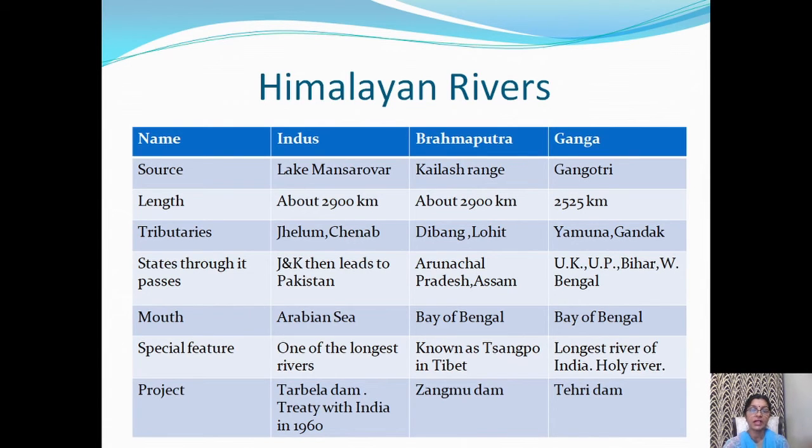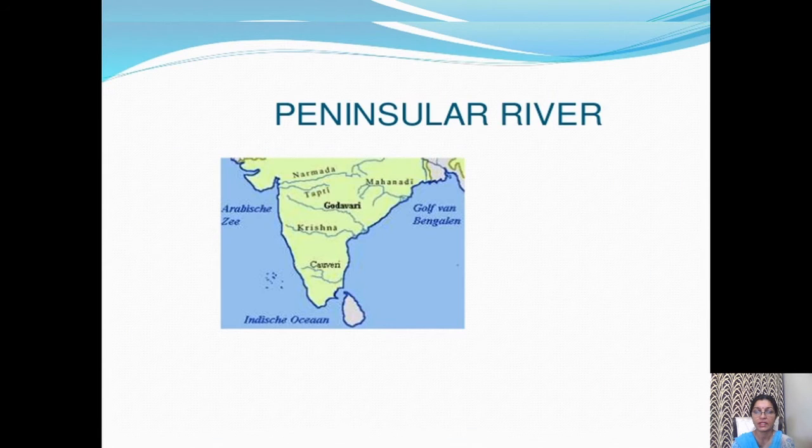Special feature: Indus is one of the longest rivers of the world. Brahmaputra is known as Sangpo in Tibet. Ganga has the longest river basin in India, and it is the holy river of India. We worship river Ganga. Project: Tarbela Dam is built across river Indus, Jammu Dam across Brahmaputra, and Tihri Dam across river Ganga.